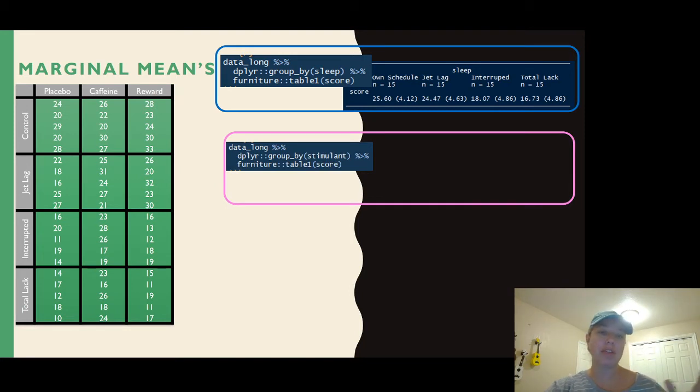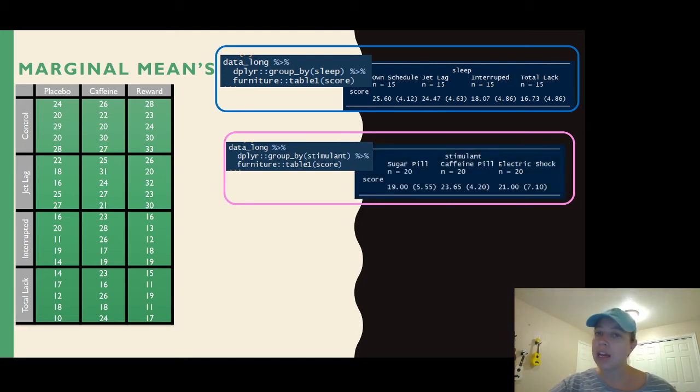And we can do the same thing. Instead of collapsing across row, we can collapse down the columns. And so the syntax looks almost the same. We're starting with our data set, we're piping it into a group by, and we're asking for the descriptive table1 on the score. The difference is whether we're going to collapse or group by sleep or by stimulant.